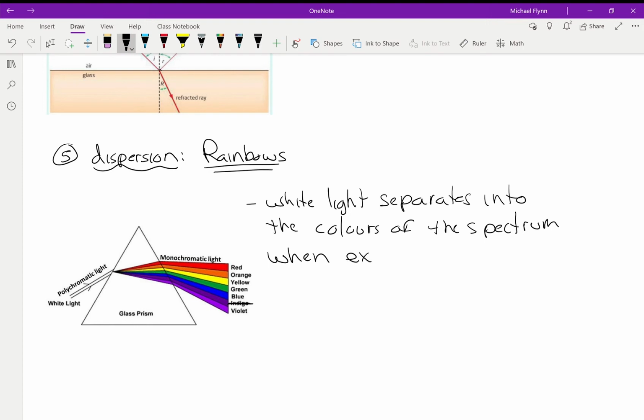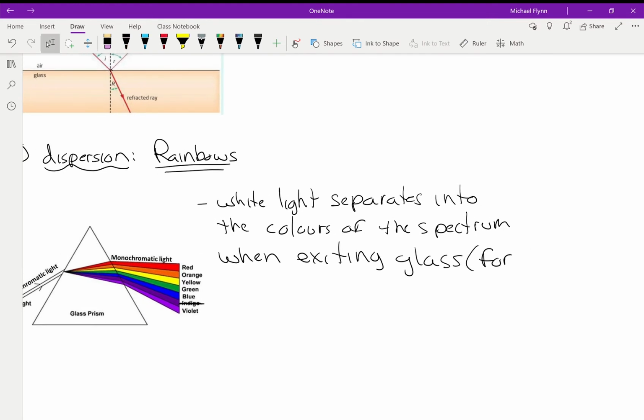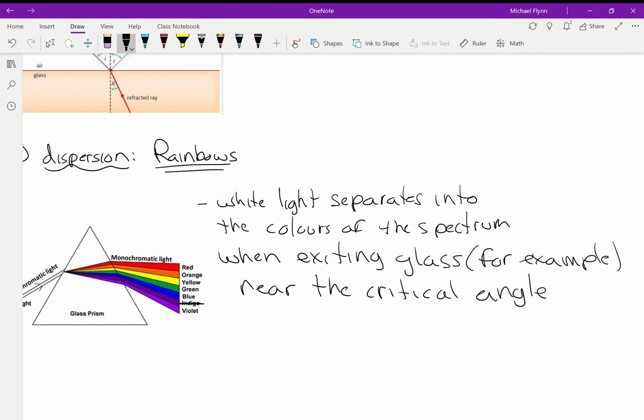When exiting glass, for example, this is just for example, it could be water, could be glass, could be diamond. In fact, diamond does it way more often than most other media, for example, near what's called the critical angle. And we'll talk about that more when we talk about refraction in more detail. All right, so there you have it.